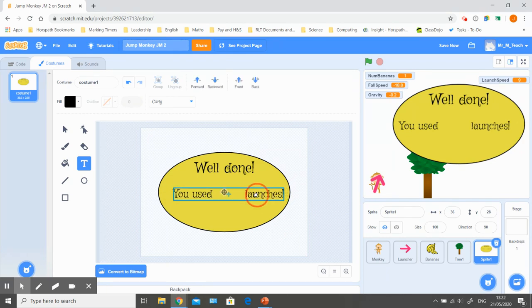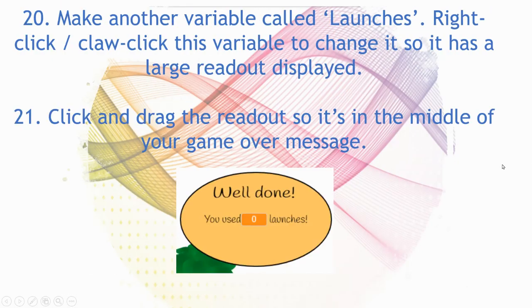And drag across. Super. Now I want to call this sprite game over, I think. So I'm going to type in here and type game over. Okay, let's have a look at the next stage then.